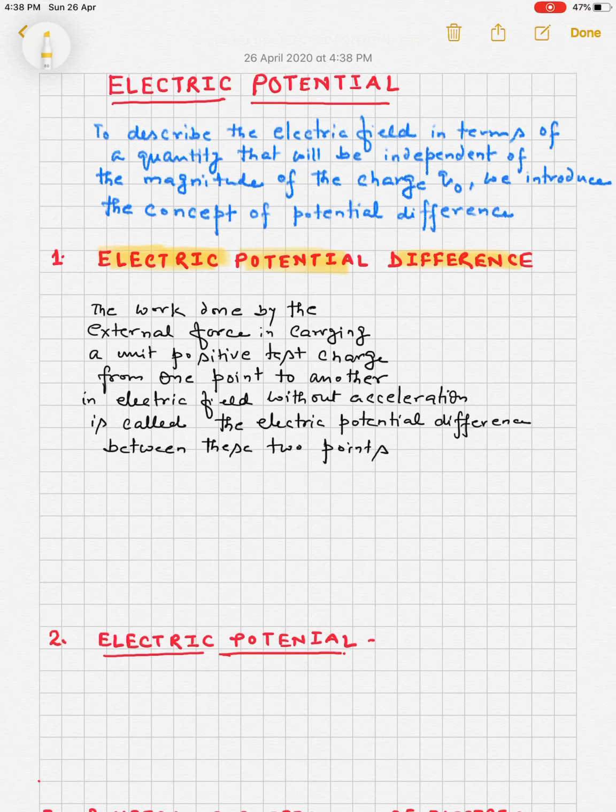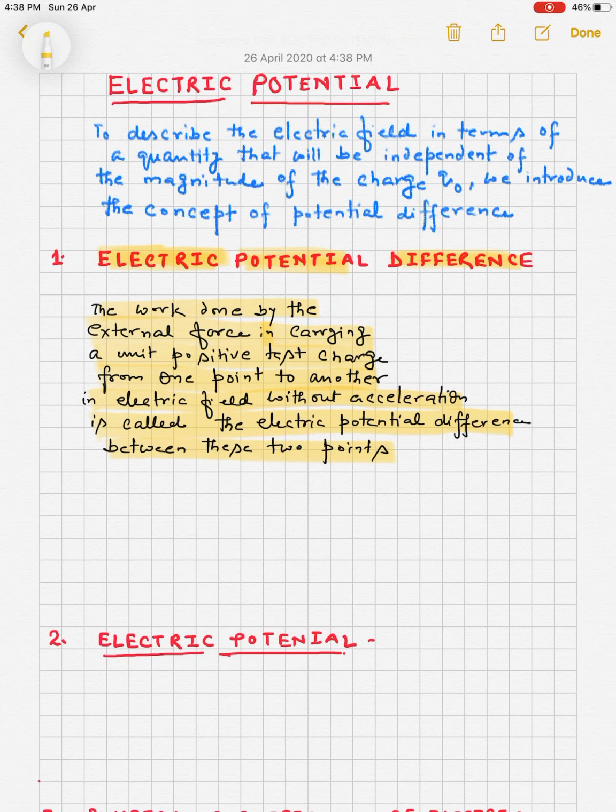It is the work done by the external force in carrying a unit positive test charge from one point to another in an electric field without acceleration. This is called the electric potential difference between the 2 points.